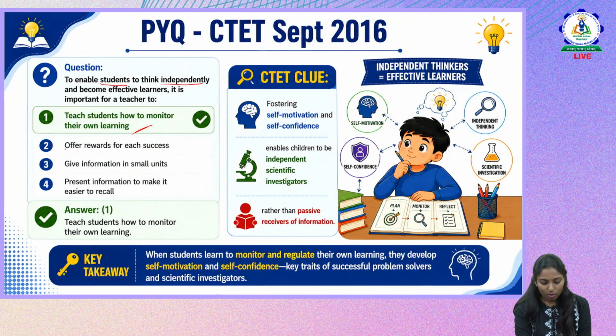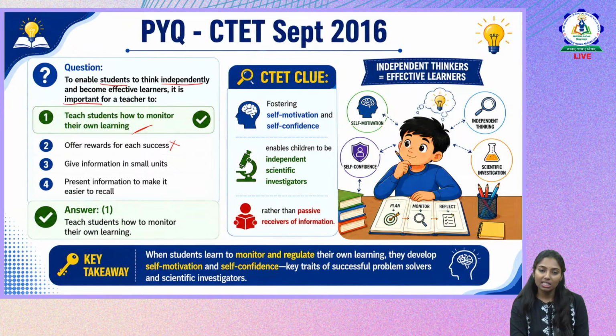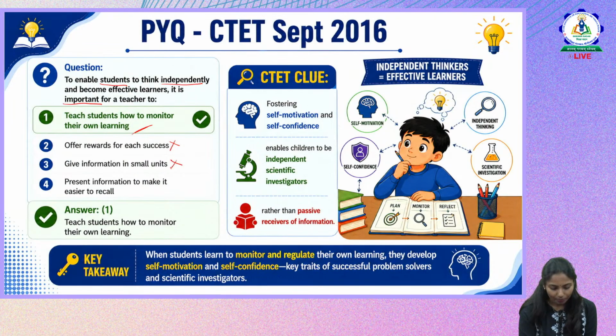So next is offer rewards for each success. For each success, even if you offer rewards, it might not make them independent thinkers, it might motivate them. So this one option, we can eliminate, because it's important for a teacher to do. They have specified it very much. So in this way, we are eliminating the option. The next option is give information in small units. Even if we give information in small units, it will not help them become independent thinkers. So we can eliminate this option.